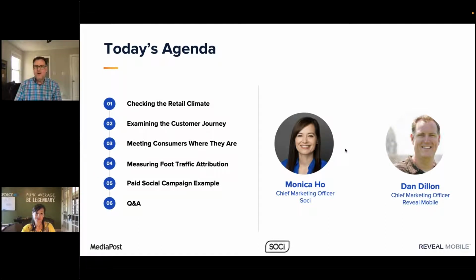Because the nature of the walled garden and because the nature of pixels are what they are, this is a little bit of a magic trick, right? To measure offline behavior relative to paid social spend. So we're going to show you ways to do that, ways to think about that, certainly.